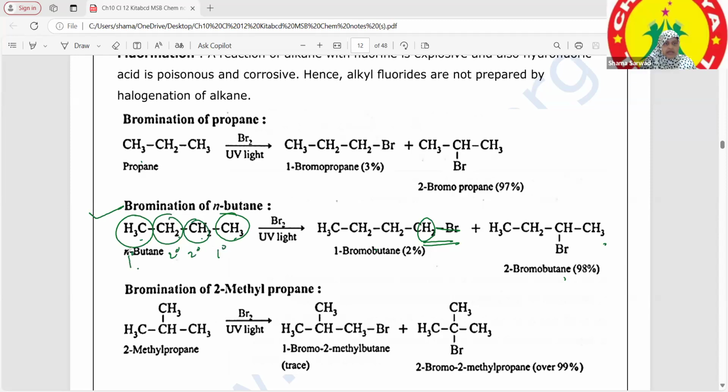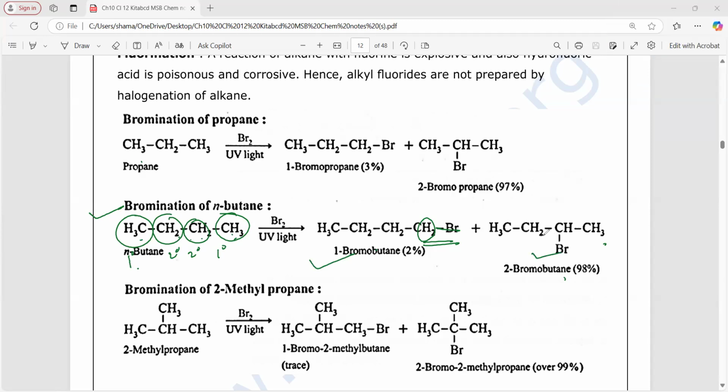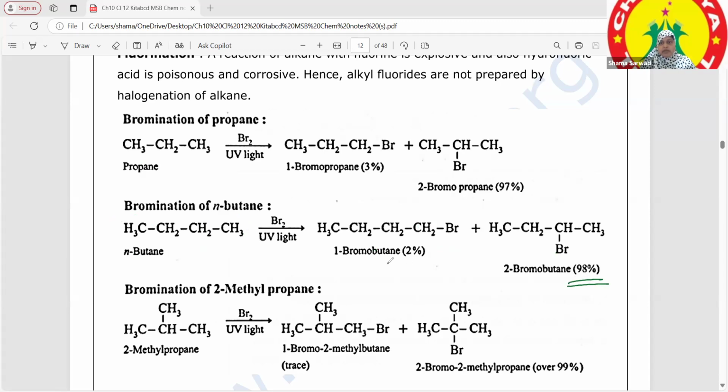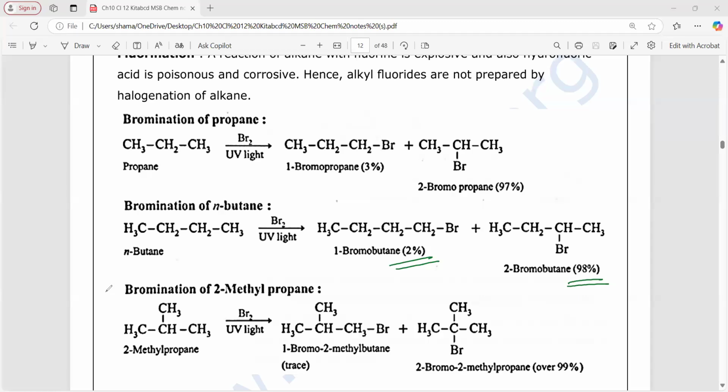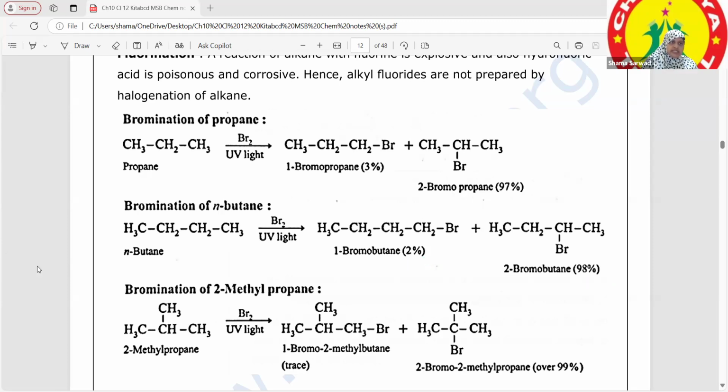So if this hydrogen is lost, you will get the first product. If this secondary hydrogen is lost, you will get the second product. So the first one is for primary and the second one is for secondary. Because of that, you will get the second product as 98%, and the first one is just 2%. Primary is unstable. So we get either this product or that product, but the percentage matters, which one is major and which one is minor, you should decide.